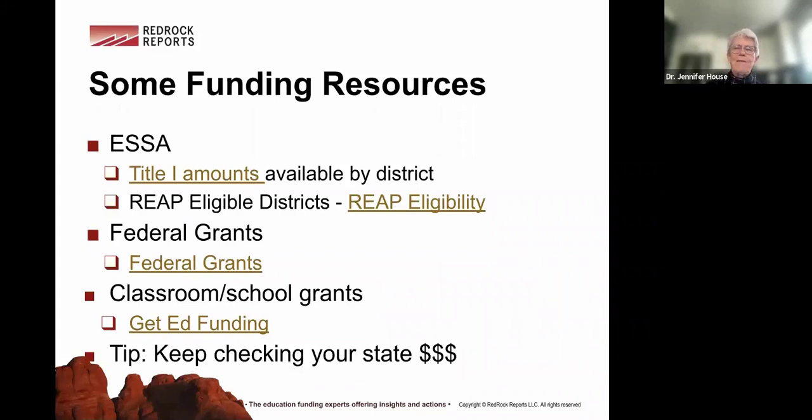Because remember I said at the very beginning, this landscape is changing on a daily basis. I really, really mean that. It's just like California coming out with that $3 billion. That just happened this month. So keep checking your state education site. There is money that's going to be coming out to match the federal money.